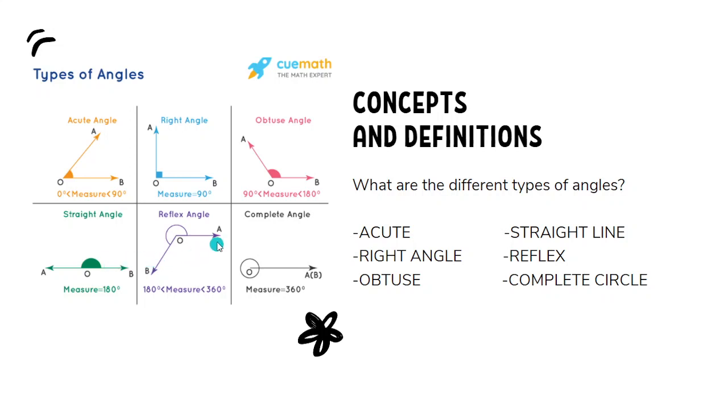Moving on to a reflex angle. A reflex angle, you can see that the arc is very big. It is past the acute, it's bigger than the acute. It's bigger than the right angle. Okay. It is bigger than the obtuse angle, right? And it is bigger than the straight line. So that is called the reflex angle. And the reflex angle is between 180 degrees and 360 degrees.